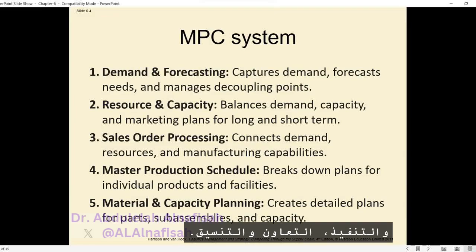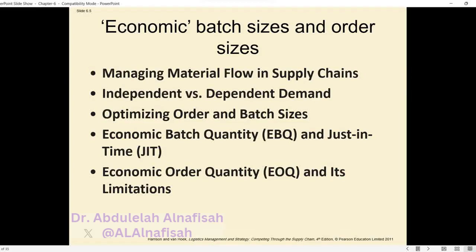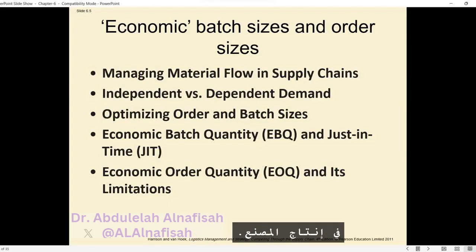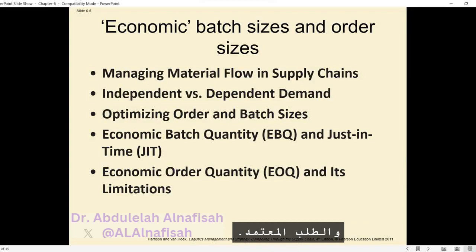and coordination. This section addresses the complexities of managing material flow in the supply chain, specifically focusing on planning and controlling factory output. The central firm within a network of suppliers and customers is examined, highlighting the connections and differentiating between independent demand, influenced by external factors, and dependent demand, influenced by the firm's actions.